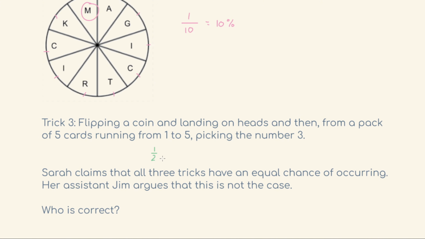And now my second event is from a pack of 5 cards running 1 to 5. So we've got 5 cards. They look like this. 1, 2, 3, 4, 5 here. Okay. I want to pick the number 3. So there's only one card here with the number 3 out of 5 options. So the probability of my second event occurring is 1 out of 5, right? There's only one card with 3, and there's 5 cards in total. So when we multiply this out, top times top, 1 times 1 is 1, 2 times 5 is 10. So this also comes out to a 10% chance.